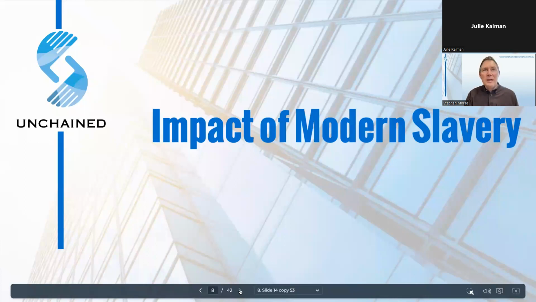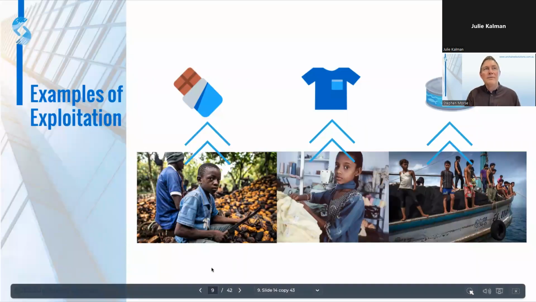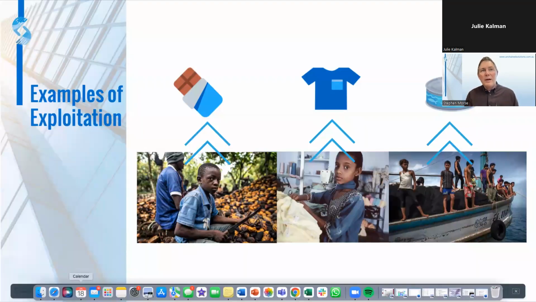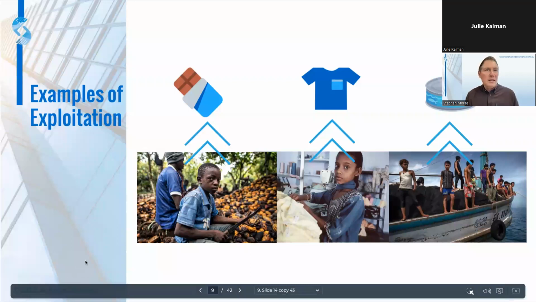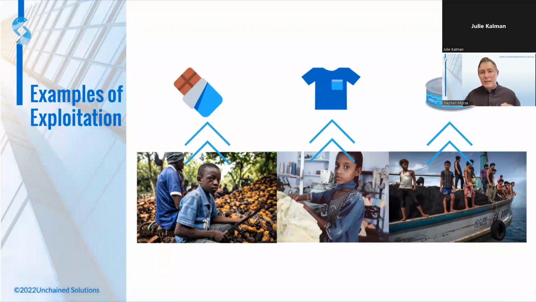So what's the impact of modern slavery in the world? Well, you probably are aware that modern slavery exists in many industries, and some of those industries are very well known, particularly in the high consumables. So it's been known for a long time. There are issues in the production of chocolate, in cocoa, for example, in plantations in parts of West Africa.